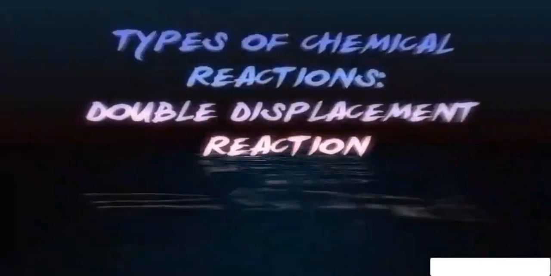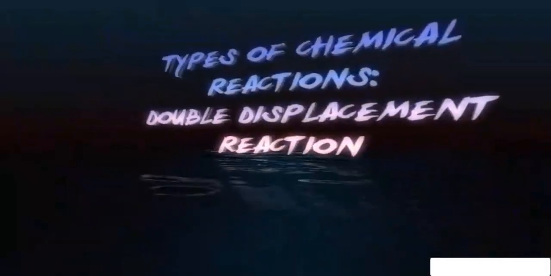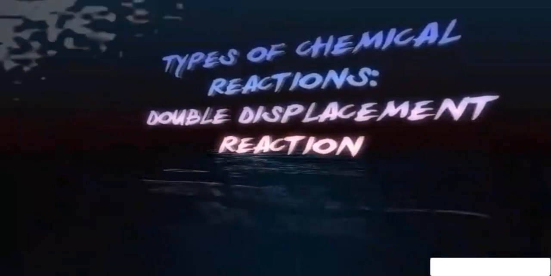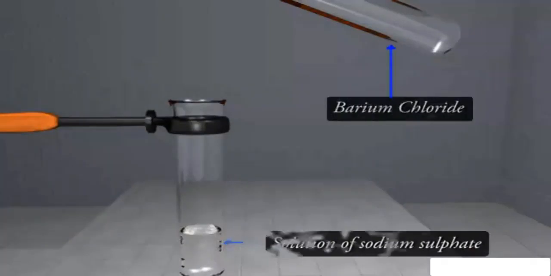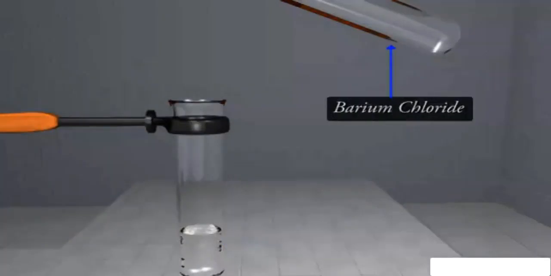Types of chemical reactions. Double displacement reaction. Take a colorless solution of sodium sulfate in a test tube and add a colorless solution of barium chloride to it.